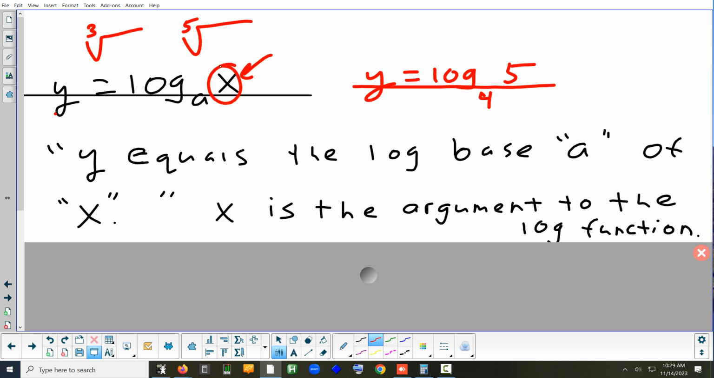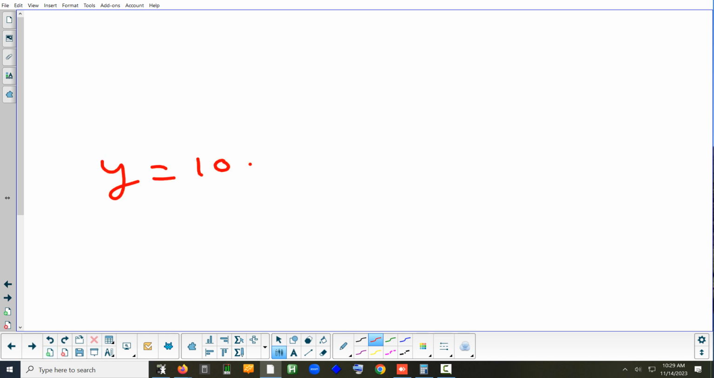Okay, this right here, that's called the argument. The argument is the thing that you're taking the log of. So in the red one, what would be my argument? 5. So 5 is what I'm taking the log of, and base 4 is the type of log I'm doing. So 4 is called the base, 5 is called the argument. How would you read this one? Y equals log base 3 of 12. Yep, log base 3 of 12. So 12 is what you're taking the log of, and base 3 is the type of log that you're going to do to the 12.